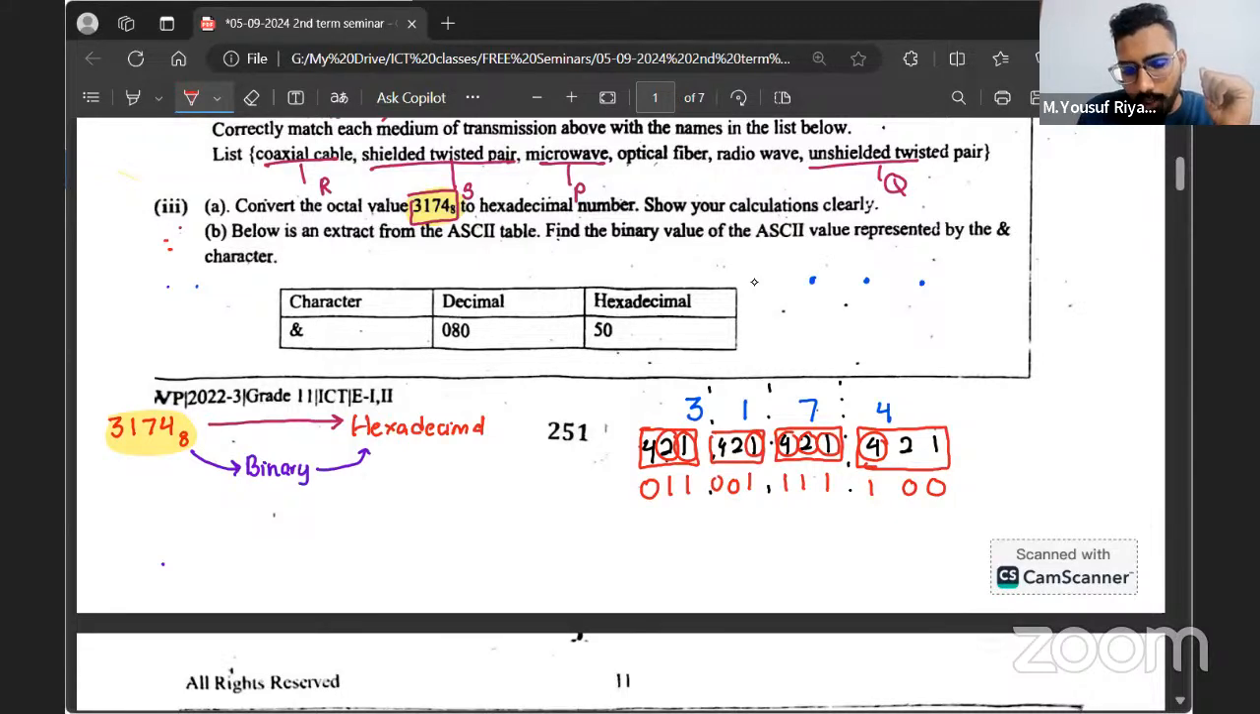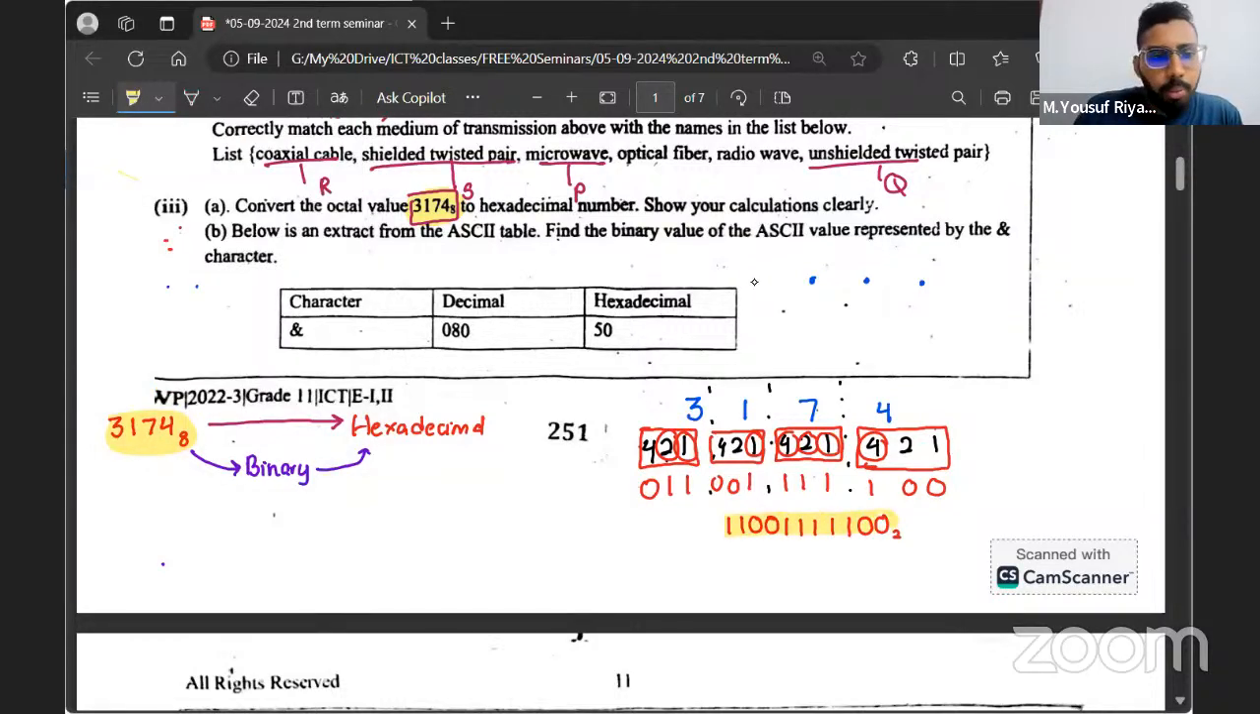So the binary value of this is going to be 0, 1, 1, 0, 1, 1, 1, 1, 0. If you put all of them together, you get the binary value equivalent to it, right? So we have here the equivalent binary value, 110111100 base 2.